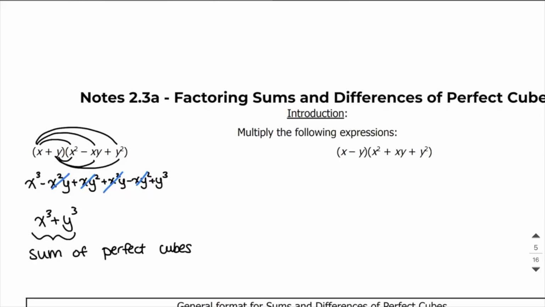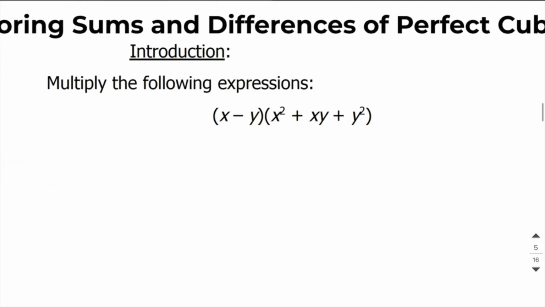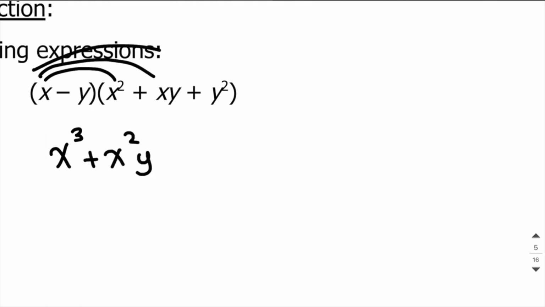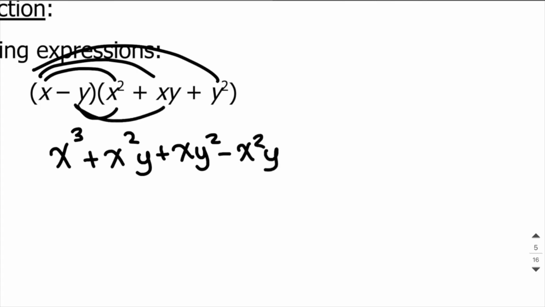All right, so let's see what happens in our next expression. If I multiply this x through to this x squared, I get x to the power of 3. X multiplied by negative xy gives me negative x squared y. X multiplied by y squared is xy squared. Now I'm going to multiply this negative y through, so I get positive x squared y. Negative y times negative xy, I get positive xy squared, and then negative y times y squared gives me negative y cubed. The same thing happens.